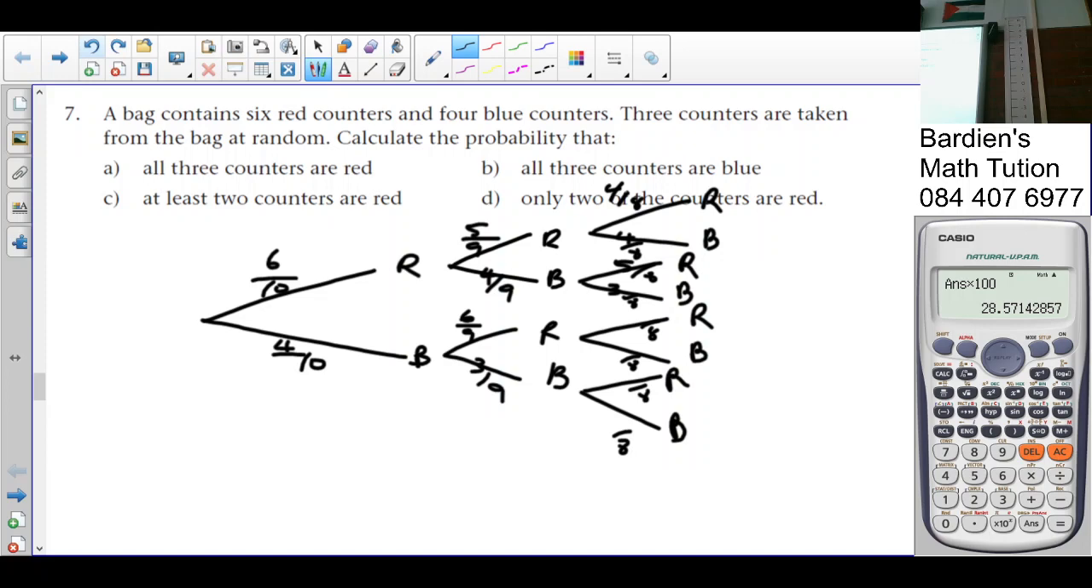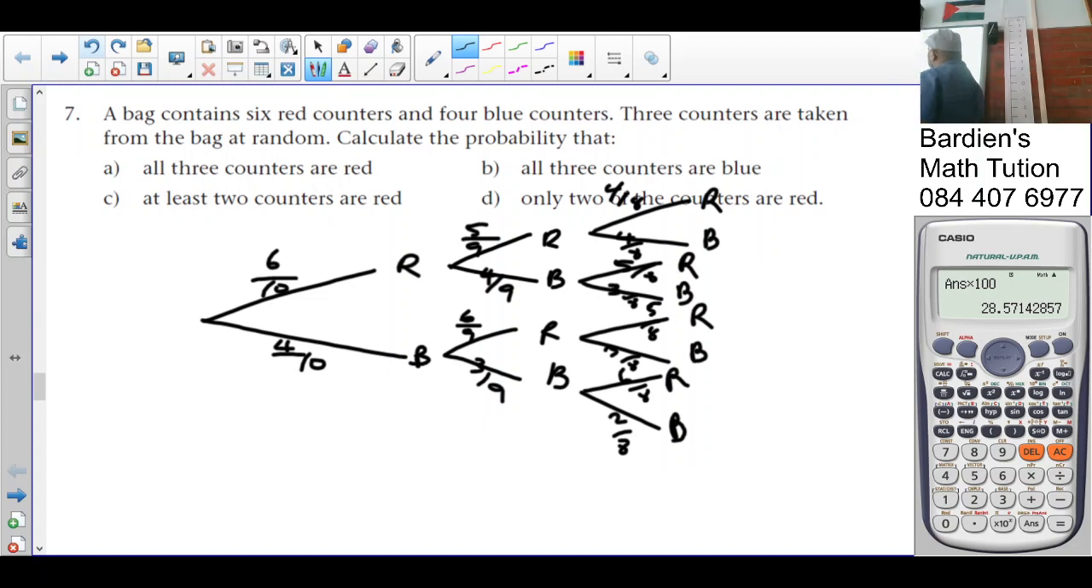Let's go the other way. We draw blue first, then red. Probability of red again? It's going to be 5 out of 8. Blue? 3 out of 8. If you had drawn blue, what's the probability of a red? 6 out of 8. And blue? 2 out of 8. Does it make sense?